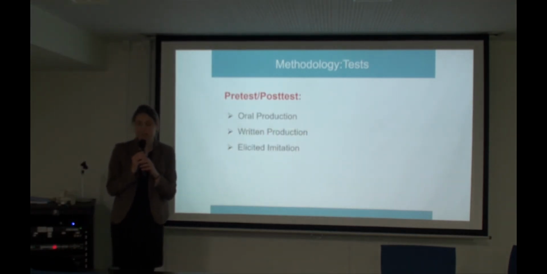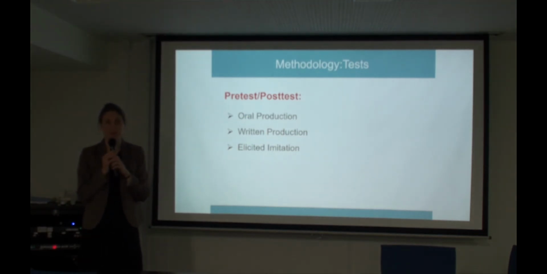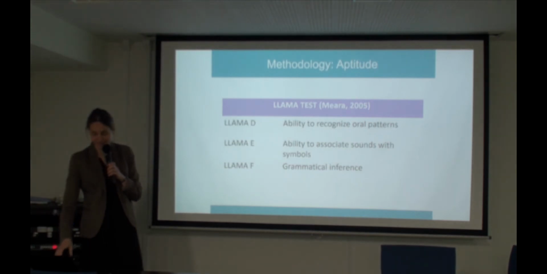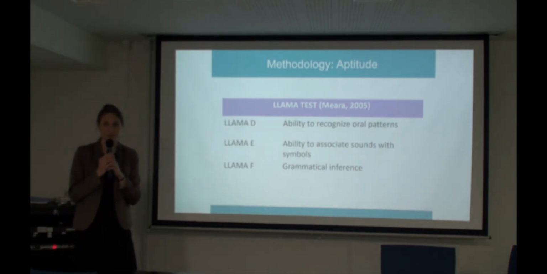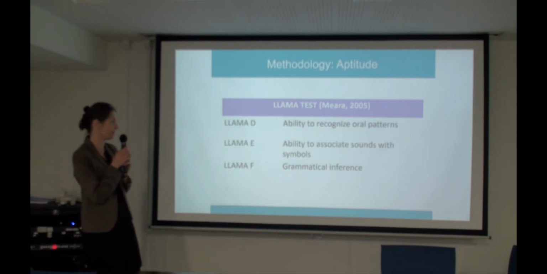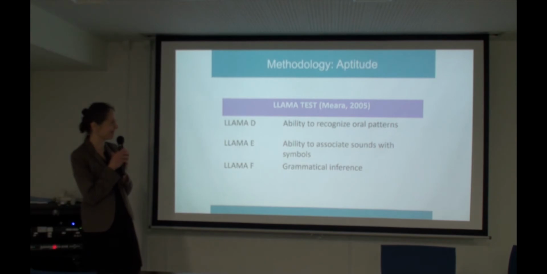Okay, when it comes to the pre-test and post-test measures, we had an oral production test, a written production test, and an elicited imitation test. And in terms of aptitude, which is of particular relevance here, we used the so-called LAMA test, which is a test used a lot in second language acquisition research to measure aptitude, one of Kazuya's favorite tests as well.